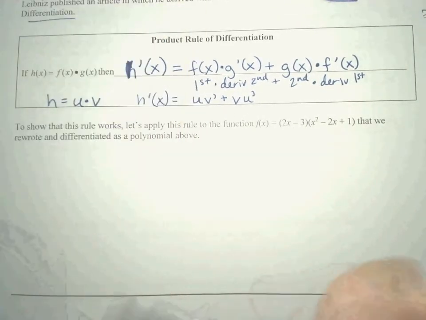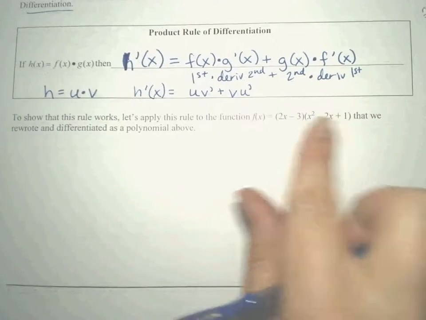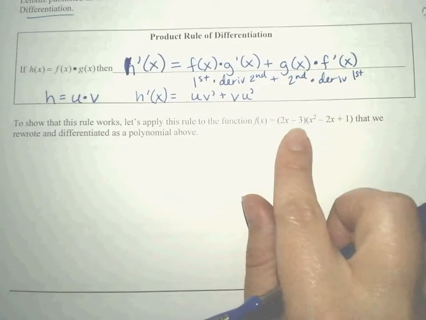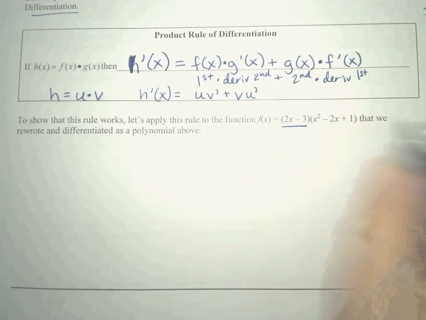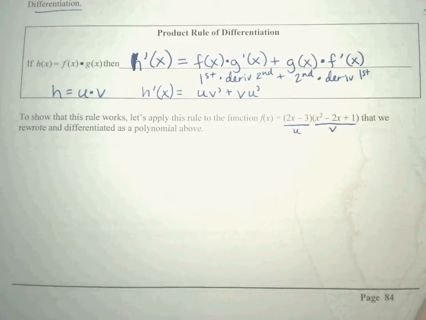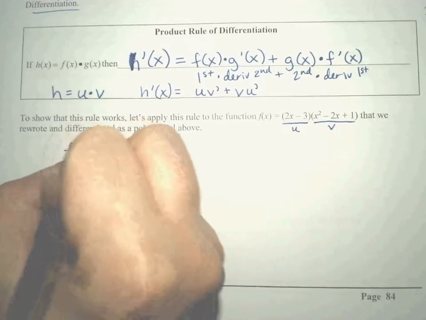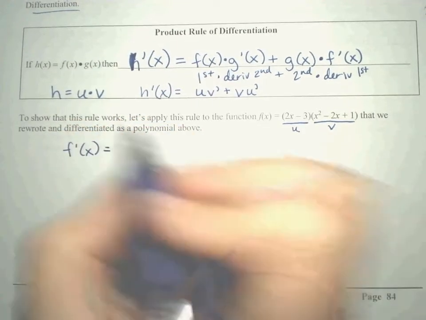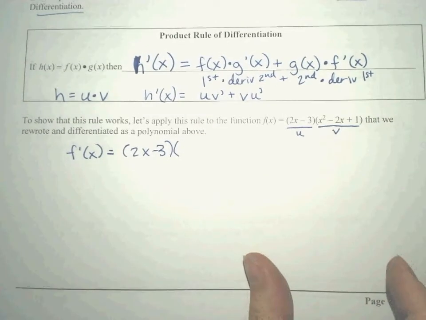So first, what is the first factor and what is the second factor? That's the first thing you have to identify. And again, here in this example, it's a little bit easier, but still go through the process because sometimes it's not as easy. This is my first factor, maybe I'll call that u. This is my second factor, maybe I'll call that v. Got it? F prime of x. First stays the same, 2x minus 3, times the derivative of the second. What is the derivative of v?